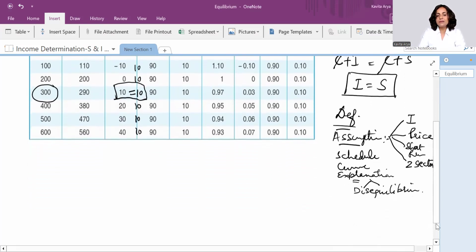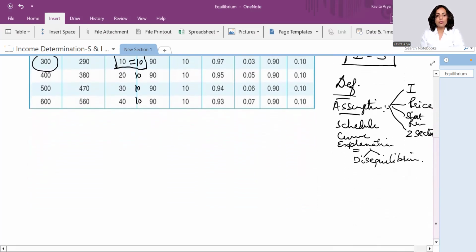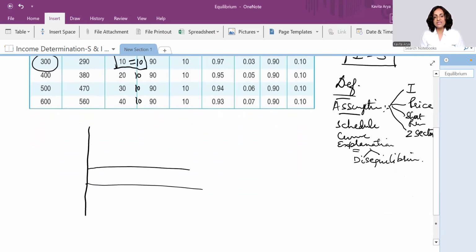How do we go about the curve? Curve means I need to know how S looks, how I looks, and we have to have their equality. How does I behave? I is autonomous in nature, so it goes parallel to the x-axis. And how does S go? This is our origin line, and S begins from negative and moves to positive. Because it is equal here, this becomes my equilibrium. And when I say equilibrium, drop it down on the x-axis and just mention it Y star.